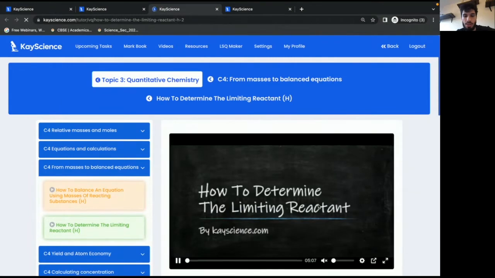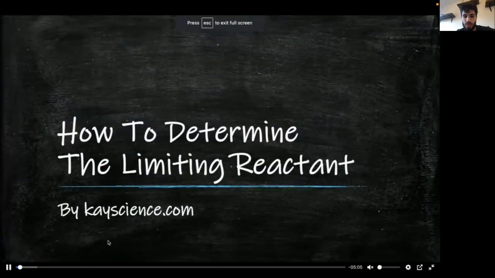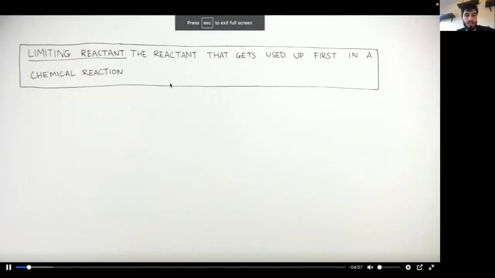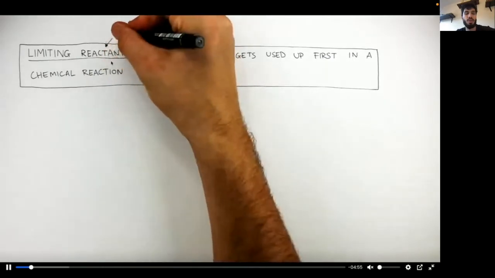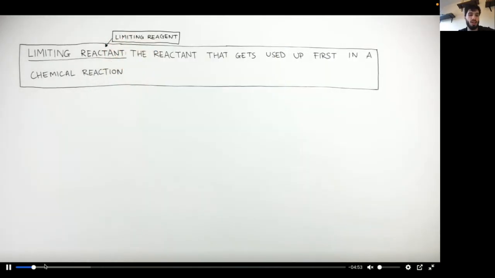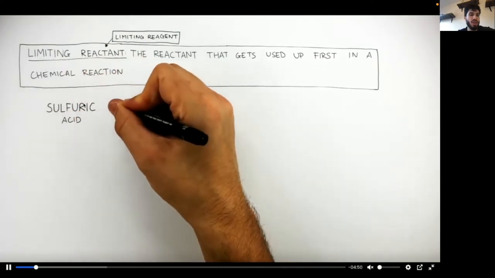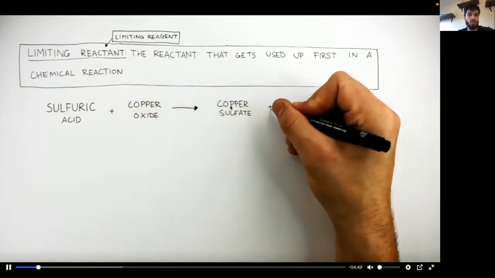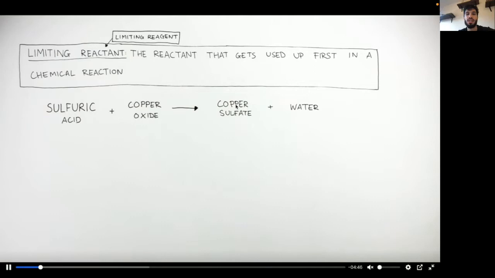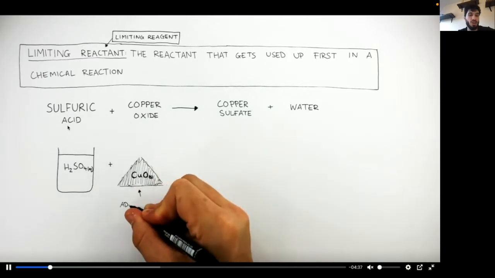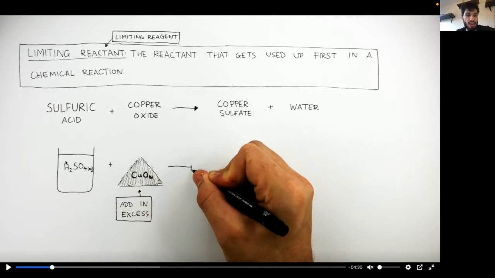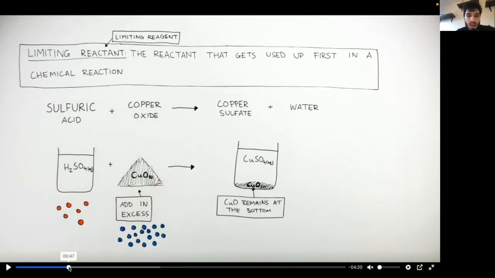You need to know what the limiting reactant is. The limiting reactant is the reactant that gets used up first in a chemical reaction, also known as limiting reagent. So sulfuric acid plus copper oxide forms copper sulfate and water. Copper sulfate is a soluble salt. We normally add the copper oxide in excess to make sure that all of the sulfuric acid reacts. So because all of the sulfuric acid reacts, of course, the sulfuric acid is the limiting reactant, okay?